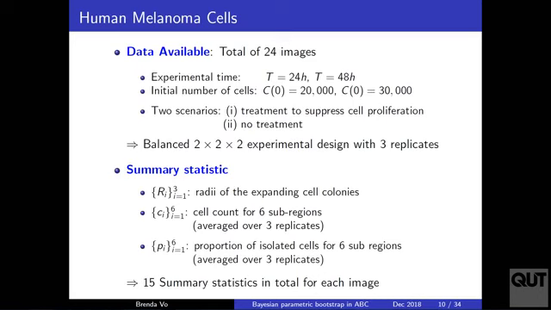Right, for the melanoma cells, we have data at 24 hours and 48 hours. We have 2 levels of initial number of cells, as Tony reminded before. It is not time series data, because when they take the image of the cells, they have to kill them first. So the 24-hour images are independent of the 48-hour images. We have 2 scenarios, with the treatment and without the treatment. So basically we have a 2 by 2 by 2 experimental design, and each of them has 3 replicates.